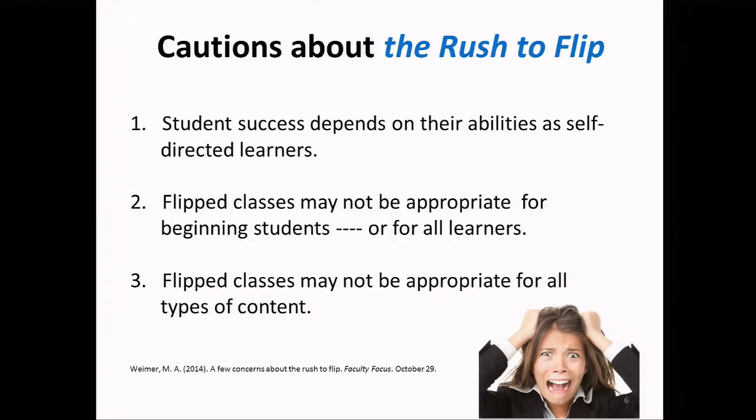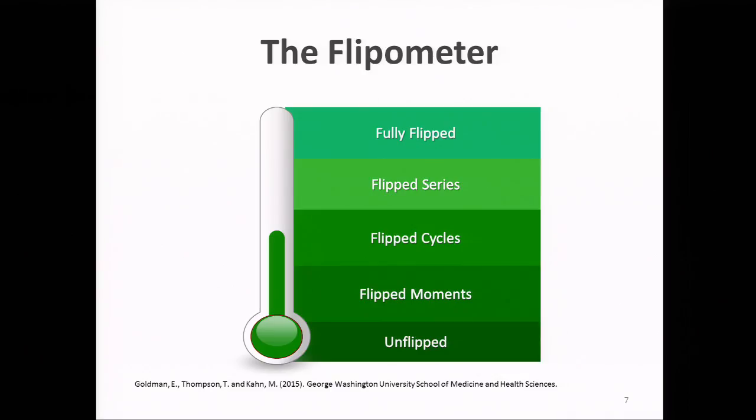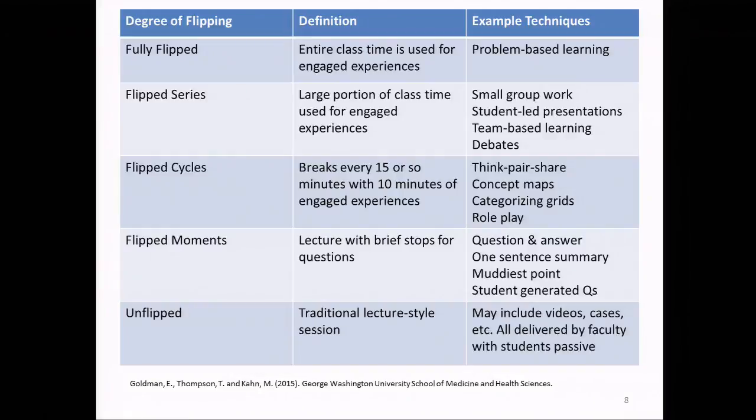So I like to use this thing I labeled the flipometer with our faculty, which talks about flipping in degrees. Our clinical faculty in particular misinterpreted active learning as a fully flipped classroom, which was described. We see it more in tiers, and the tiers are described here. So fully flipped is everybody comes in and we're engaged. Maybe we can do that with second-year residents and fellows. Unflipped is traditional lecture, and then there's a couple variations in the middle, which were arbitrary on our part, but we wanted to differentiate them.